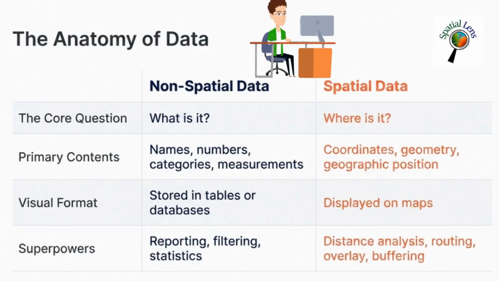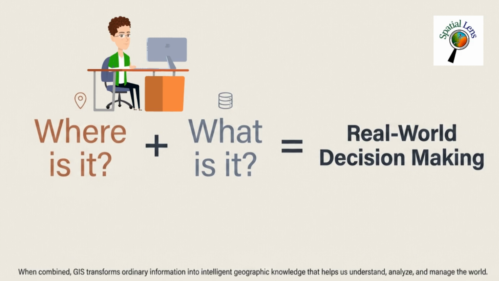Spatial data can be displayed on a map, while non-spatial data is usually stored in tables or databases. Spatial data allows distance analysis, routing, overlay, buffering, and spatial relationships, while non-spatial data supports reporting, filtering, statistics, and attribute analysis. Only when both are connected can GIS answer complex geographic questions and support real-world decision-making.